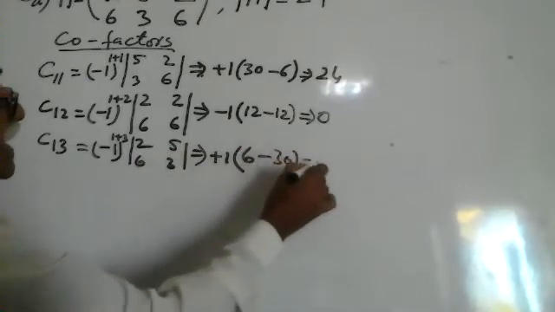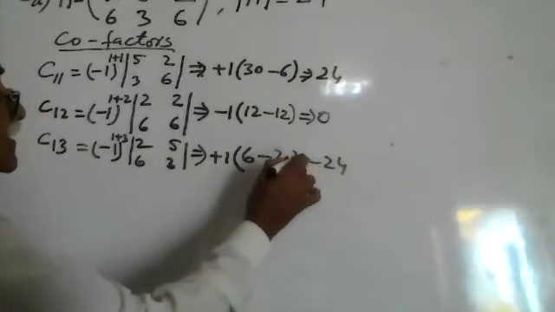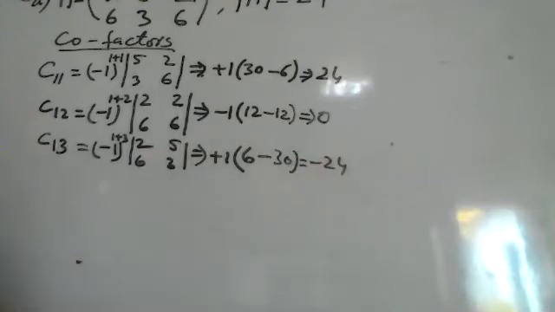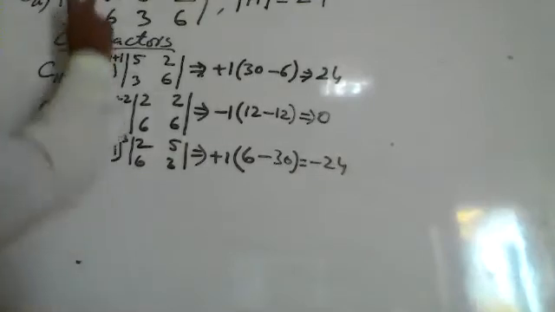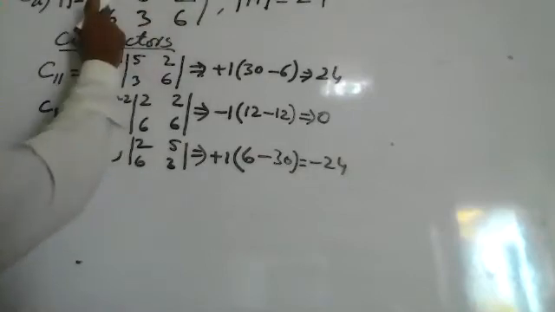The answer is -24. This is the cofactor C13. In the same way, we will find the cofactors. Now the first row is over. Now start the second row and the first column.